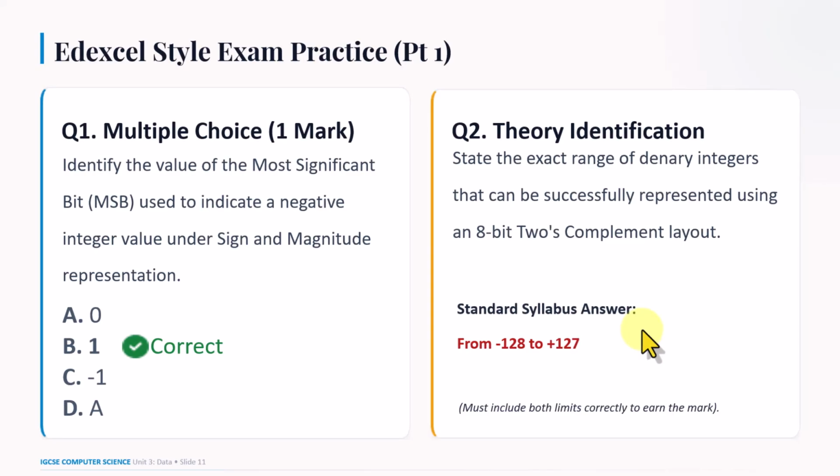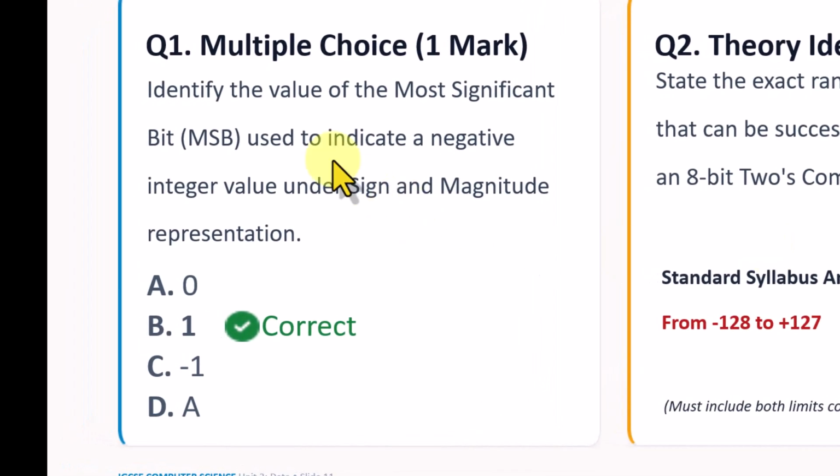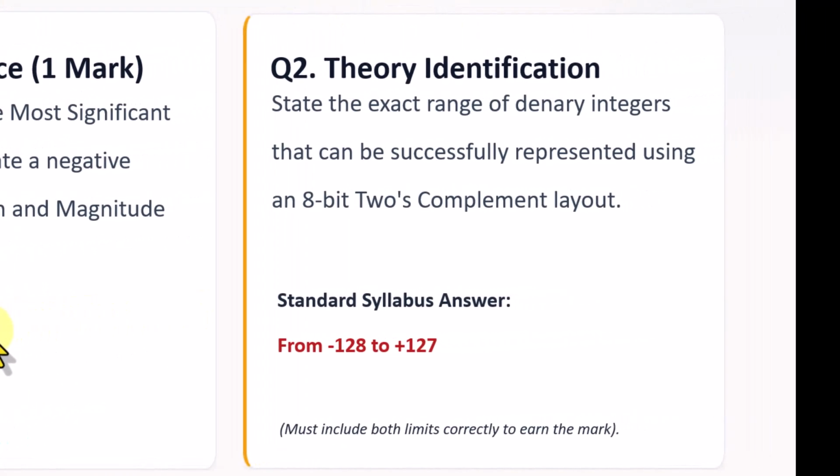Okay, and some other questions, multiple choice. Identify the value of the most significant bit, MSB, used to indicate a negative integer value under sign and magnitude representation. So that is 1. We cannot store a negative 1 inside a bit. 0 and 1 we can store, and 0 is for positive, 1 is for negative.